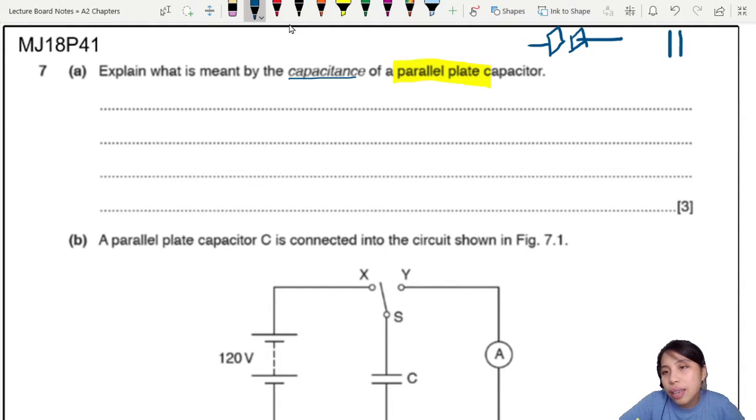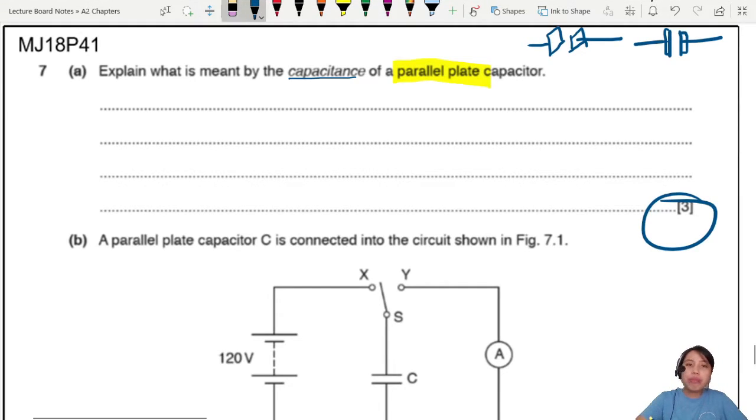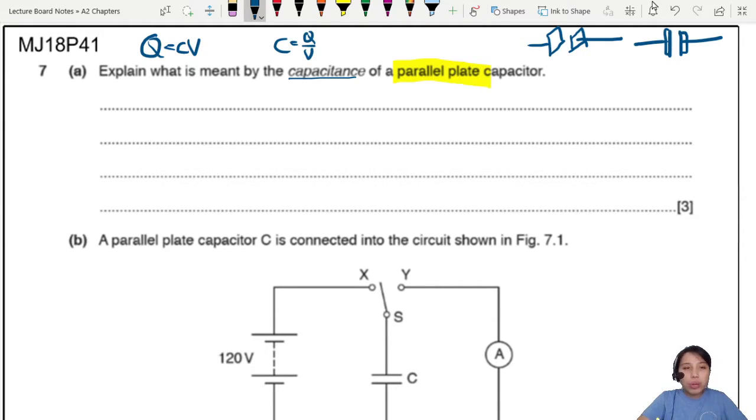The side view is like this, which is why the symbol of a capacitor is parallel plates, like what you do in electric fields, two metal plates. So you need to tweak your answer a little bit, because now it's going to be 3 marks. You know that Q equals CV, and you can rearrange that: capacitance is Q over V. So it's the ratio of charge stored over potential difference. But you must say charge stored where? Must be specific. So you say charge stored on one plate of the capacitor.